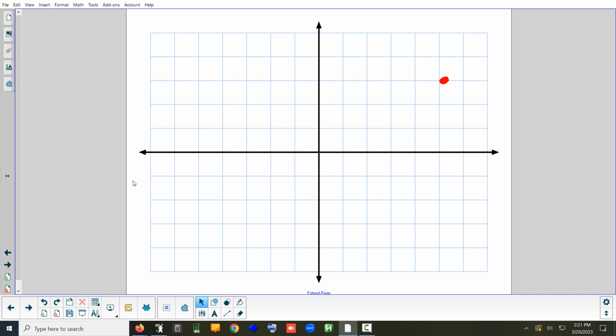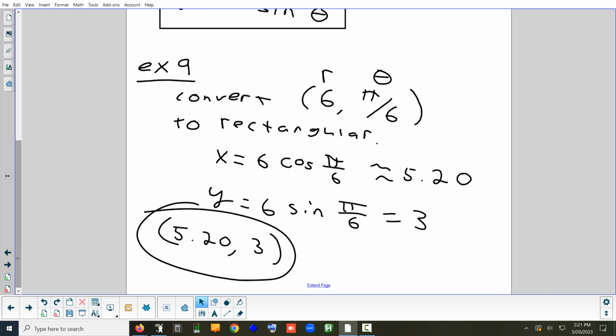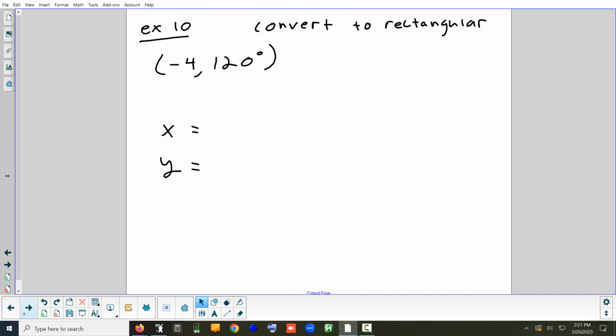Any questions on that? Let's finish up with this one. Now, is 120 a multiple of 30? Yeah. So I told you, when you have a multiple of 30, one of these numbers comes out nice. Which one depends. And the other one doesn't come out nice.